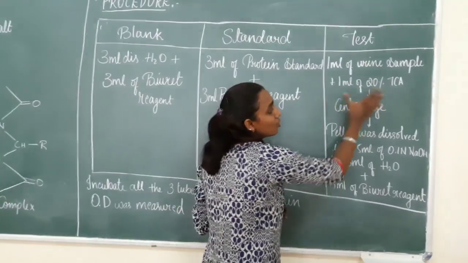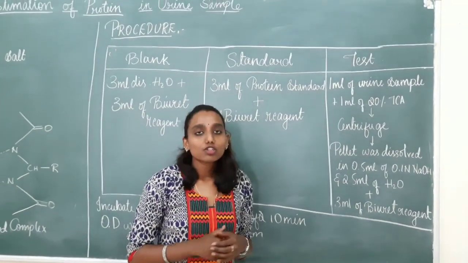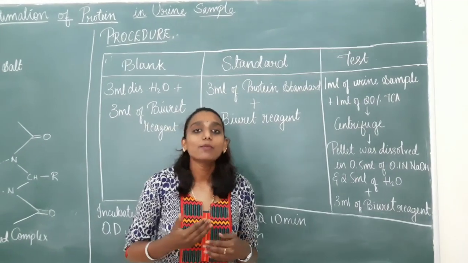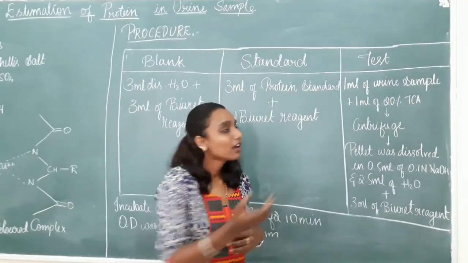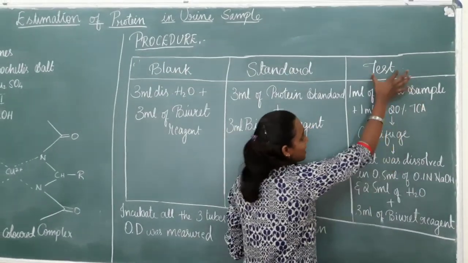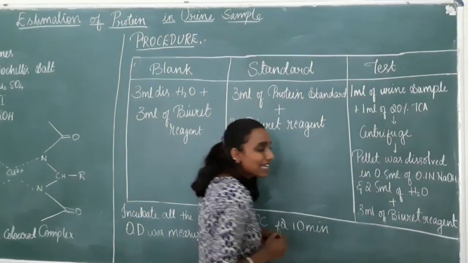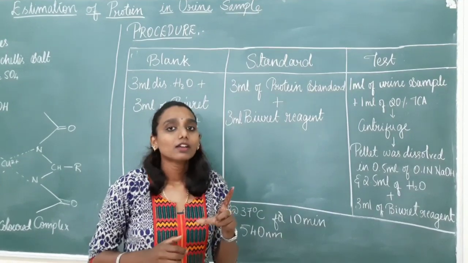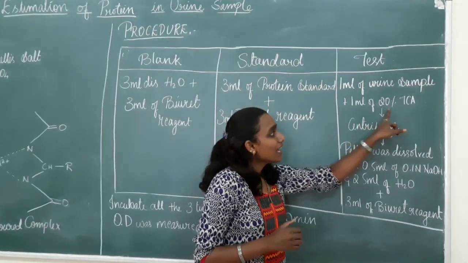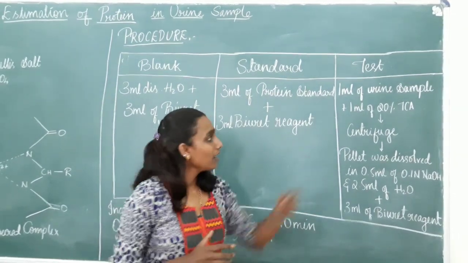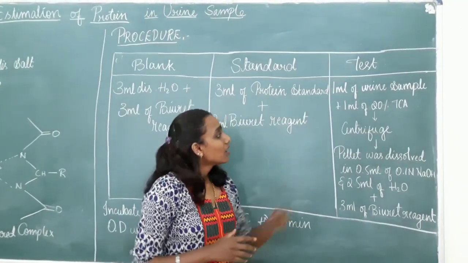Later, we have to prepare our test. To prepare our test, what is required is urine sample. Since we are estimating the protein that is present in urine sample, we should take urine sample as our test, wherein we will take 1 ml of urine sample in a centrifuge tube. We should add 1 ml of 20% trichloroacetic acid, that is TCA, to the urine sample.